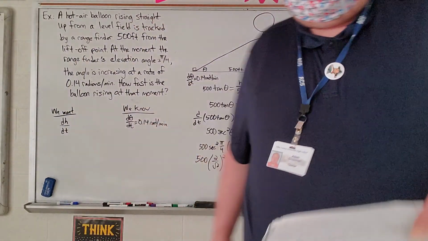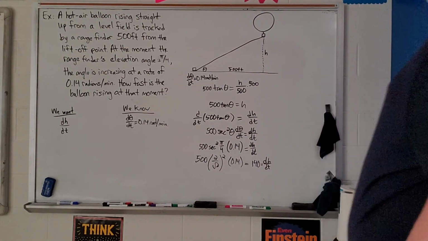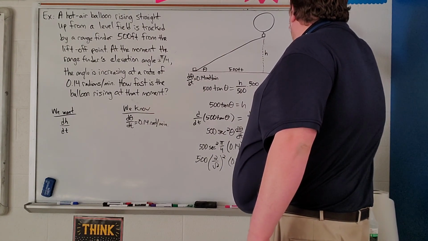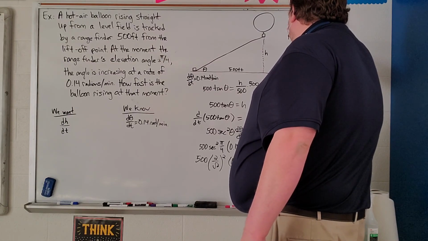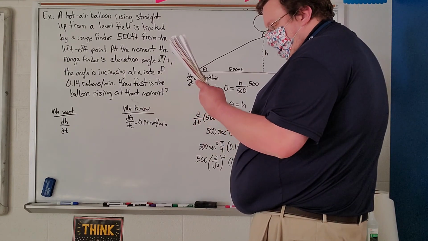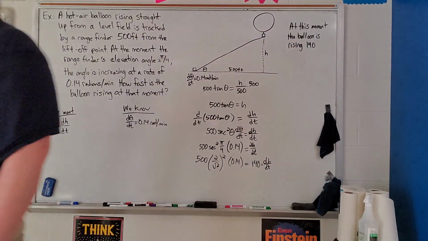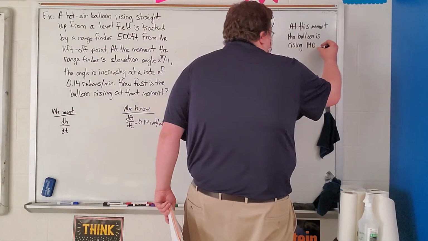And what is that rate? Let's get this in context. That's how fast the balloon is rising, the rate of its speed at this moment. The balloon is rising 140. What are the units on that? Radians per minute? Nope, you would have feet per minute because it's a distance. It's rising at 140 feet per minute.